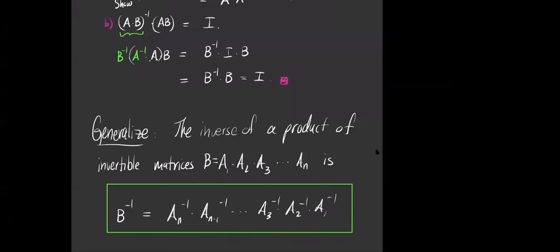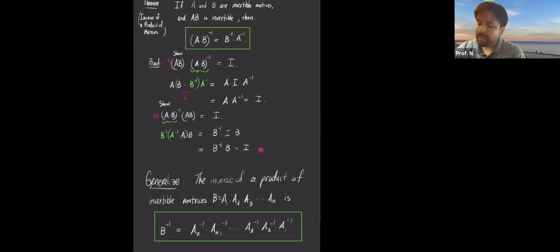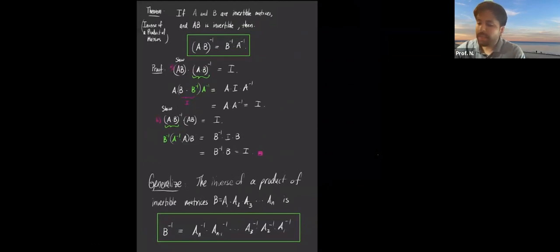Okay. Yeah. Can you explain B again? So this last statement is just a generalization of the theorem that we had. We had that if we have two square matrices that are invertible and whose product is invertible, then the inverse of that product is B inverse A inverse. So the inverse of A times B is B inverse A inverse.